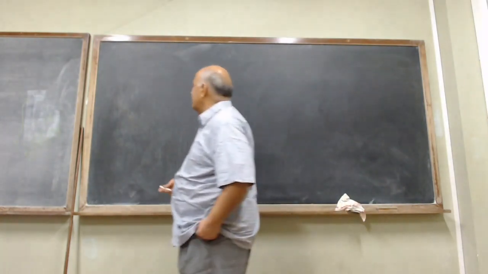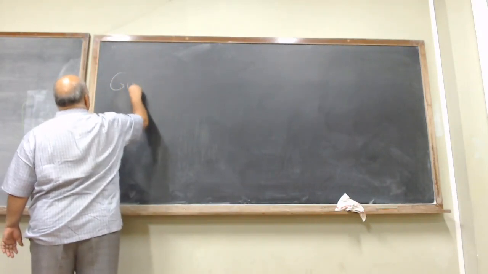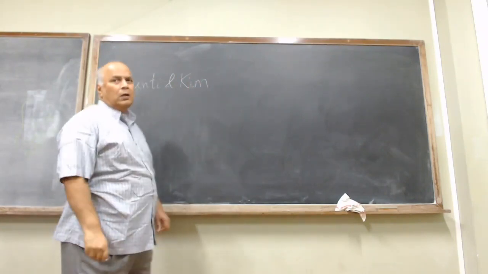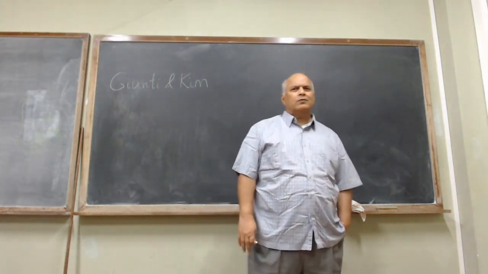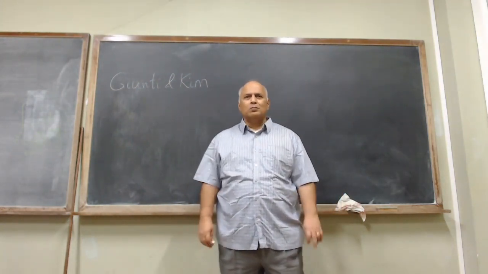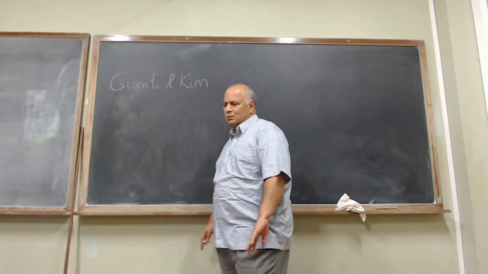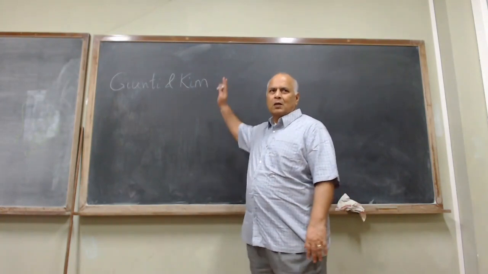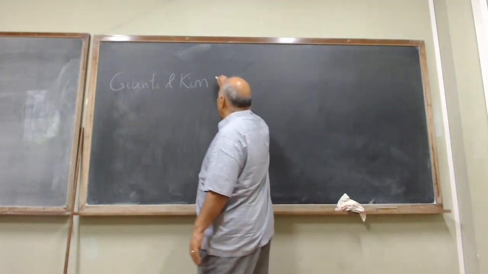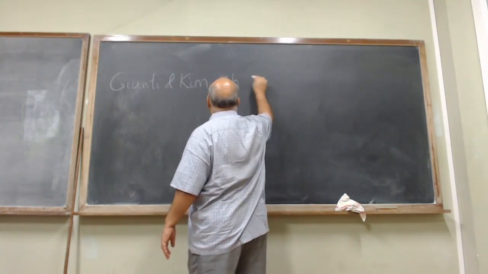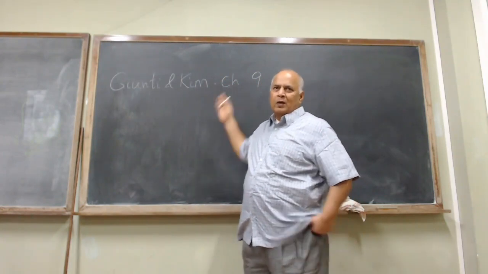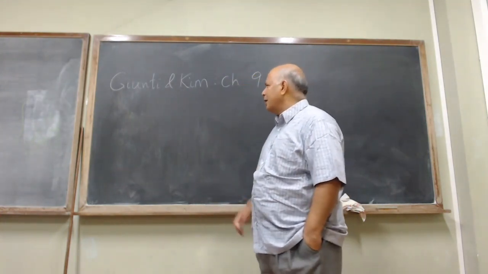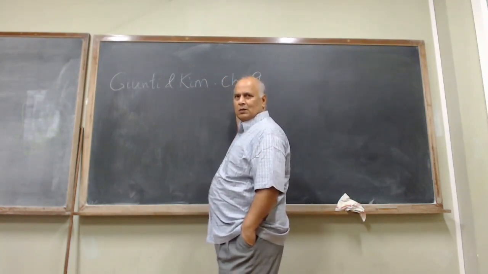I hope you are also familiar with this book of Giunti and Kim. It is called Physics and Astrophysics of Neutrinos. It's a big tome. And basically, everything you want to know about neutrinos, and most certainly everything you want to know about neutrino oscillations, is discussed very well in this book. And in fact, what I am going to discuss in the class today is taken from chapter 9 of this book. So you can refer to it. By the way, is this one coming out fine?